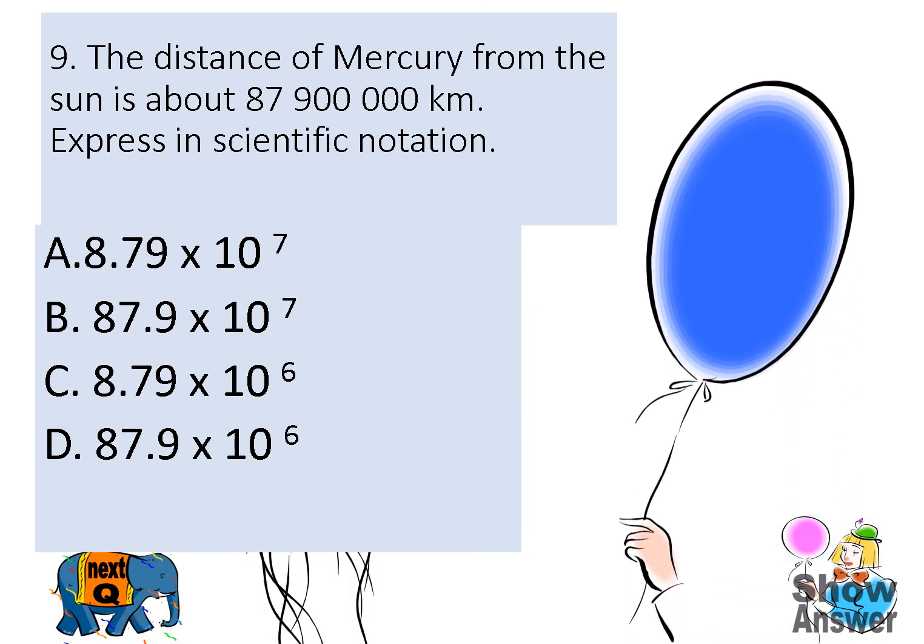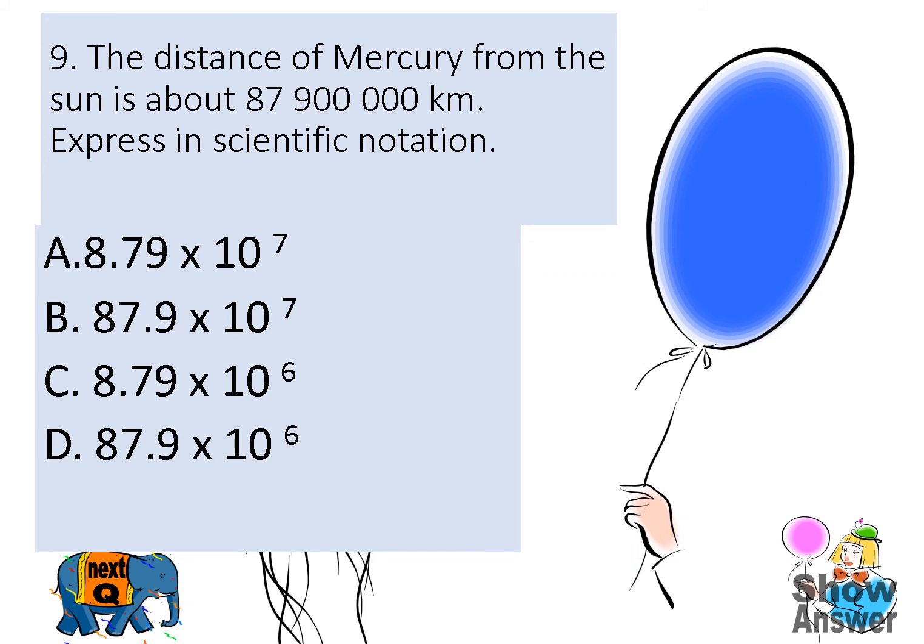The distance of Mercury from the Sun is about 87,900,000 kilometers. Express it in scientific notation. So is it A, 8.79 times 10 to the power of 7, B, 87.9 times 10 to the power of 7, C, 8.79 times 10 to the power of 6, D, 87.9 times 10 to the power of 6? What do you think is the answer? The correct answer is letter A. How did we get the answer?